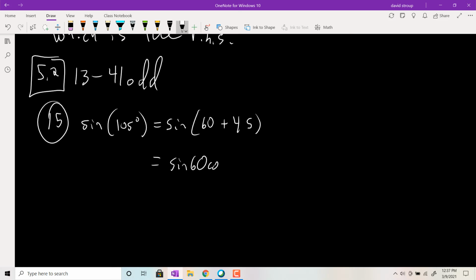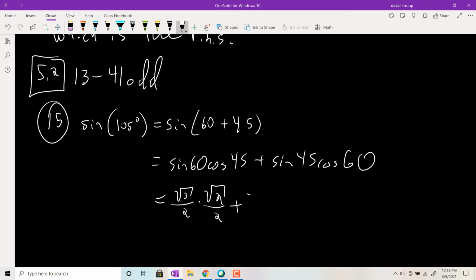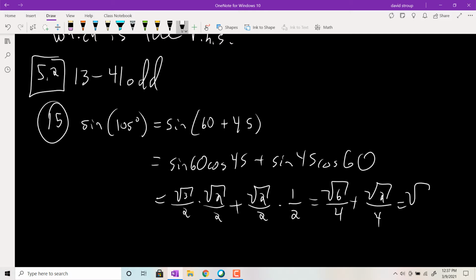Sine 60 cosine 45 plus sine 45 cosine 60. And then we have the reference angles memorized from the last test. I expect you to have them still memorized. Please don't use your calculator for these. Sine of 60 is going to be sine of pi over 3, which is root 3 over 2. Cosine of 45 is root 2 over 2. And then plus root 2 over 2 times 1/2. Okay. That'll be root 6 over 4 plus root 2 over 4, which equals root 6 plus root 2 over 4.